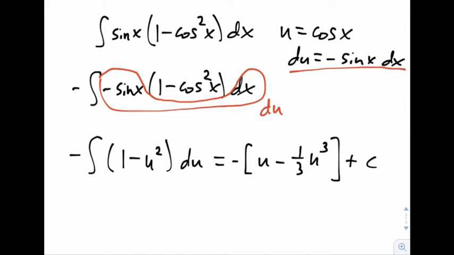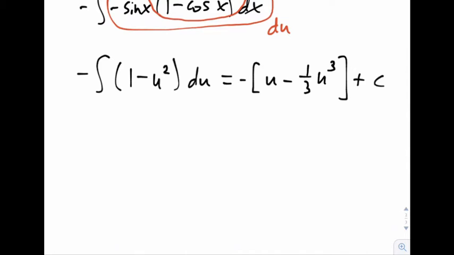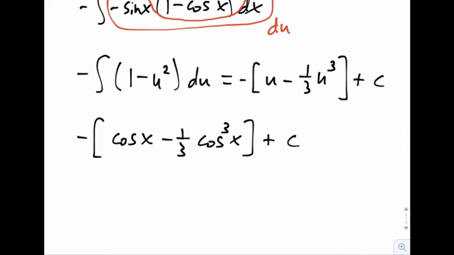So now I just have to put everything back together. So I'm going to have minus the quantity: u, recall, was cosine, minus 1/3, and this is going to be cosine cubed of x, plus c. Now let's check it and make sure that it's working.